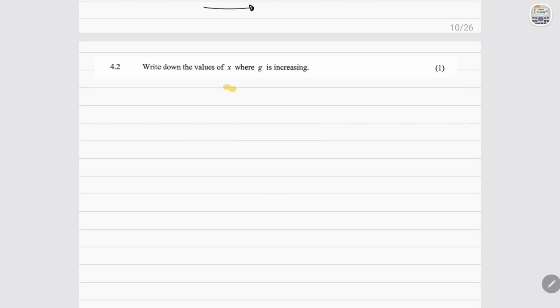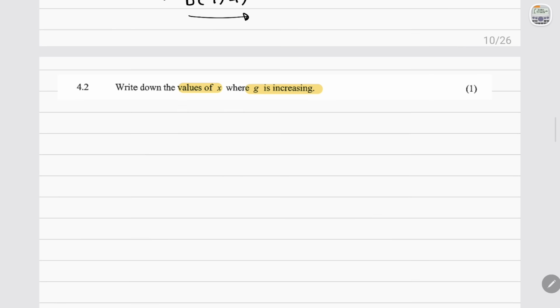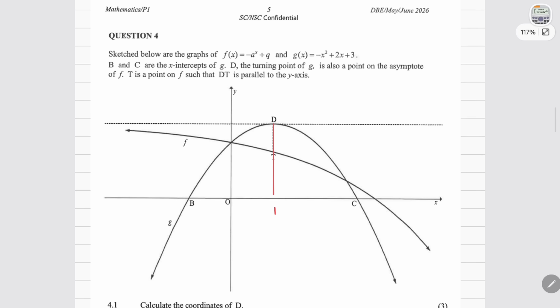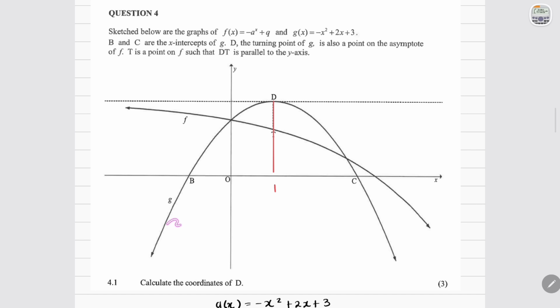The next question, 4.2, says, write down the values of x where g is increasing. So they want the x values where you see g increasing. So the graph of g is our parabola. And you can see, look at this graph. Look what it's doing all through.